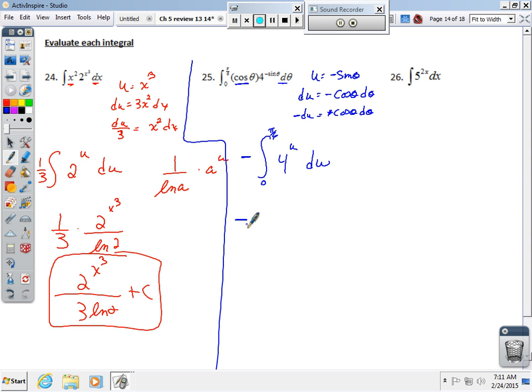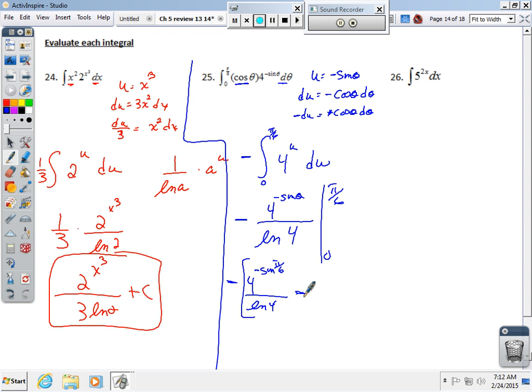Alright, so the integral of this is going to be negative. It's going to be an a to the u, so 4 to the negative sine theta over the ln of a, which is 4, and evaluate that from 0 to pi over 6. Alright, so f of b minus f of a, substituting pi over 6, that's going to give me a negative 4 to the negative sine of pi over 6, let's do this whole thing, over the ln of 4, minus 4 to the negative sine of 0, it's a 0, not a theta, over ln of 4.